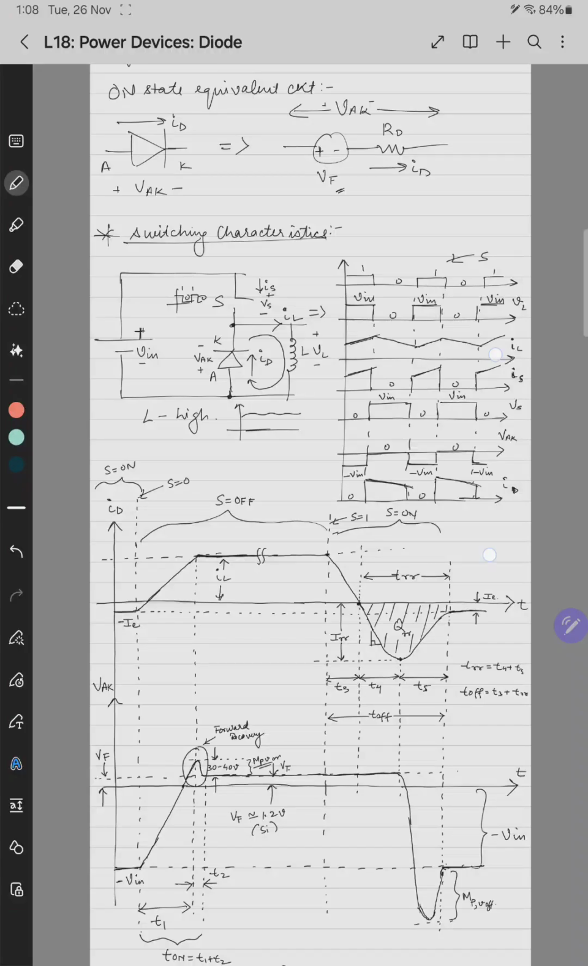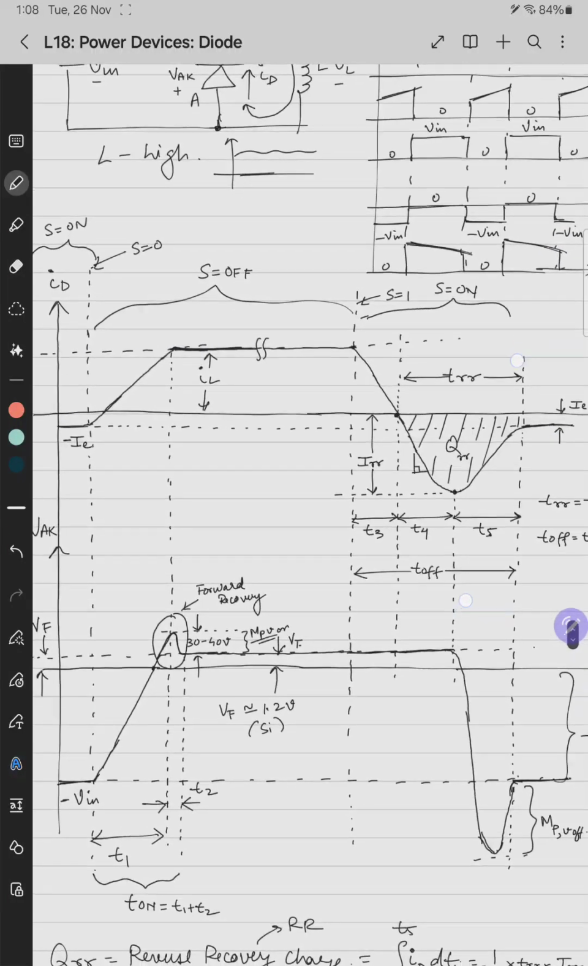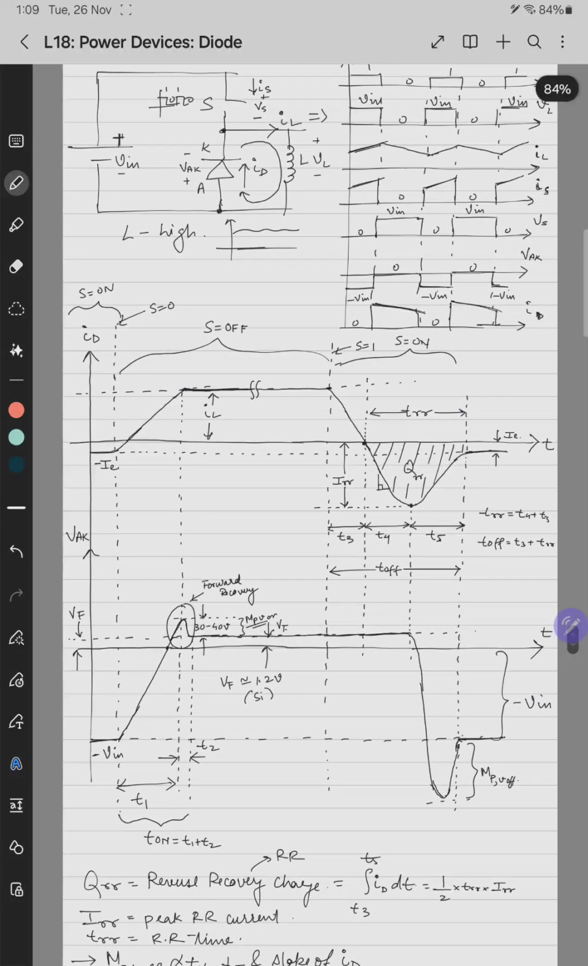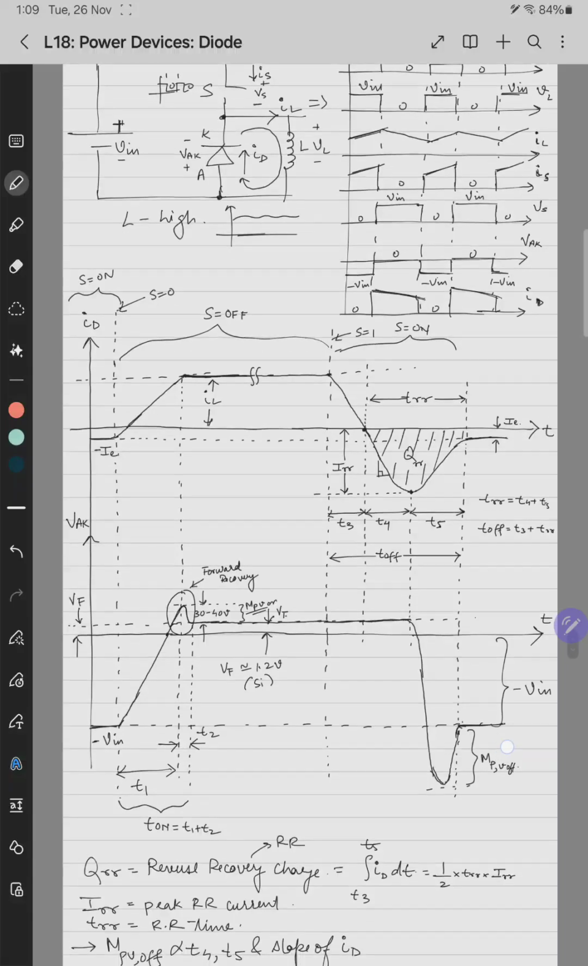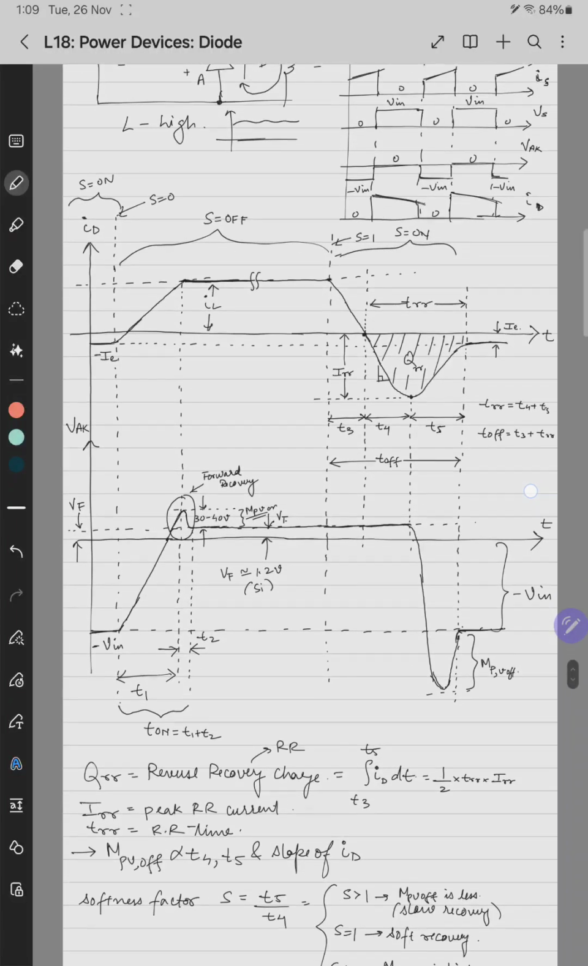So first we drew the steady state waveforms of the voltage and current through the diode. Then we saw the transients associated with it. We understood that there is a recovery happening at turn on and turn off of the diode. Overshoot happens during turn on, forward recovery, and undershoot happens during turn off, or reverse recovery. The reverse recovery undershoot is critical here compared to the turn on. So turn off decides most of the speed of operation of the diode.